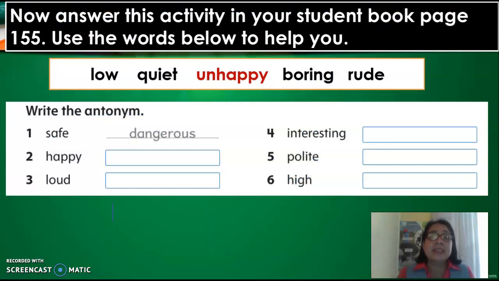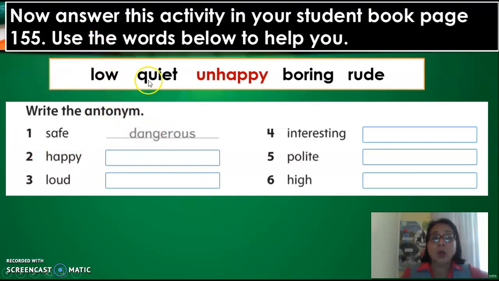Now, answer this activity in your student book, page 155. Use the words below to help you. Remember I told you you were going to use the words? Here is the activity. It says, write the antonym. What is the antonym? The opposite word, okay?